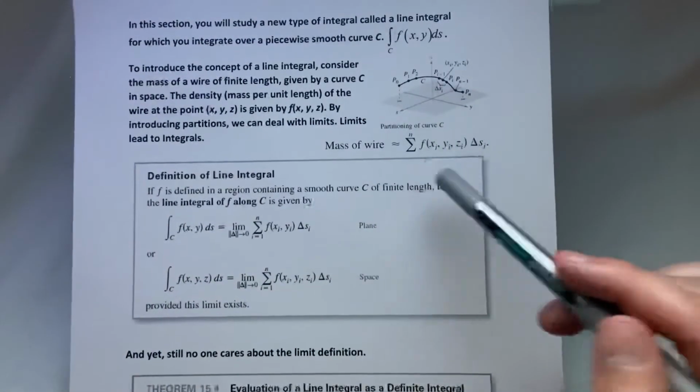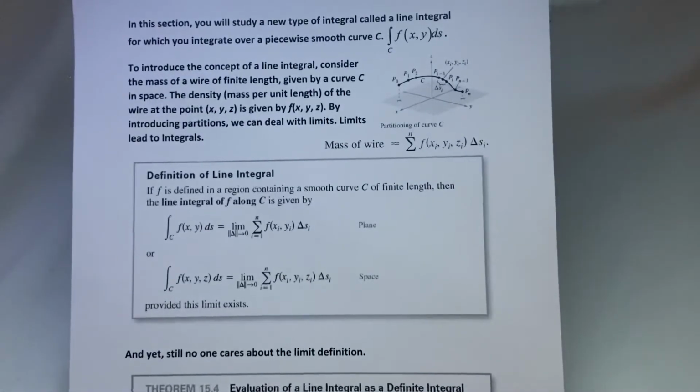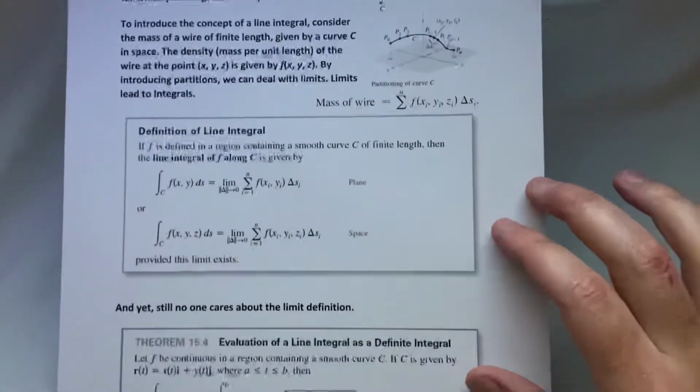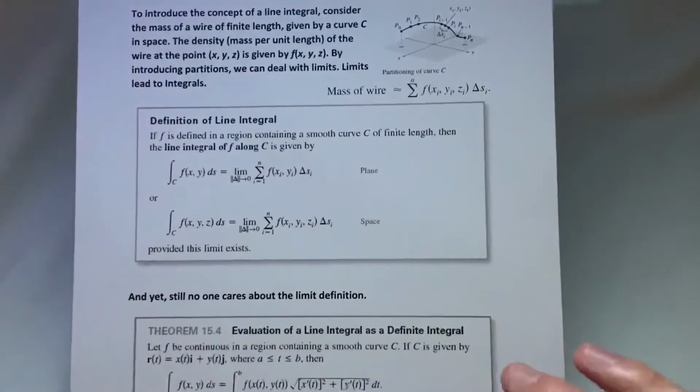So the mass of the wire is approximately the sum over all the partitions of the density times the length of each partition. The definition of a line integral from an equation standpoint is: if f is defined in a region containing a smooth curve C of finite length, then the line integral of f along C is the integral over C of f of x, y ds, which is the limit as the partition sizes go to 0 of the sum over all the partitions of f times the length of each partition.